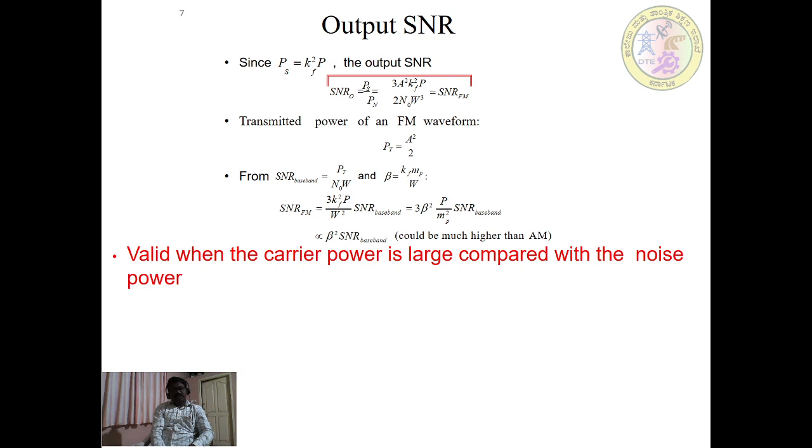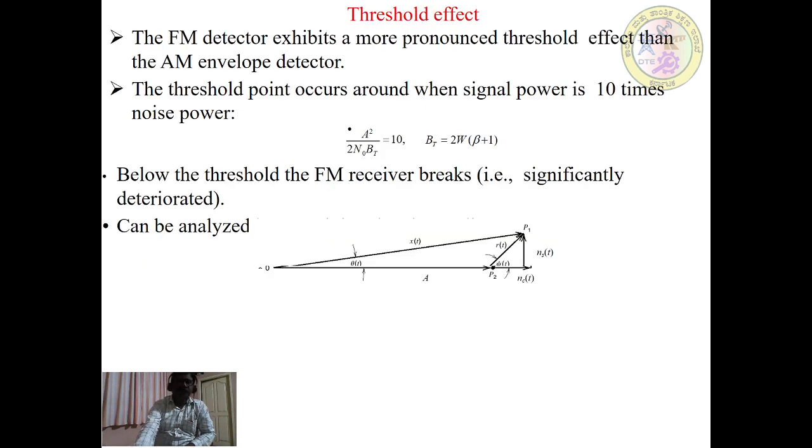This equation is valid when the carrier power is large compared to the noise power, because whenever the carrier power is large and the noise power is a smaller quantity, then the output signal from the transmitter to receiver will reach without any noise effect. Otherwise, the noise effect will be more.